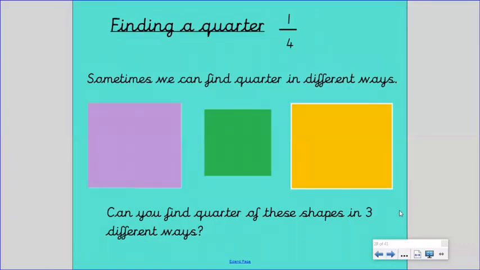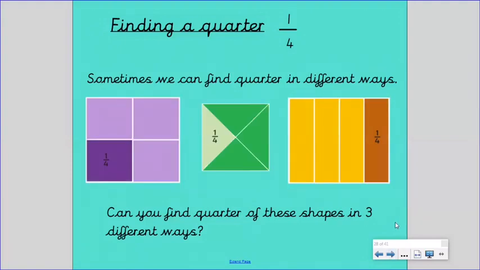Sometimes we can find a quarter in different ways, like we can with a half. So for these 3 shapes, can you find a quarter of these shapes in 3 different ways? You're going to need to pause the screen and think about how you would cut each of these shapes in 3 different ways so that they're in 4 equal parts. Okay, are you ready? Let's have a look.